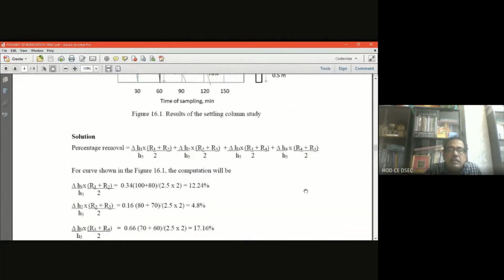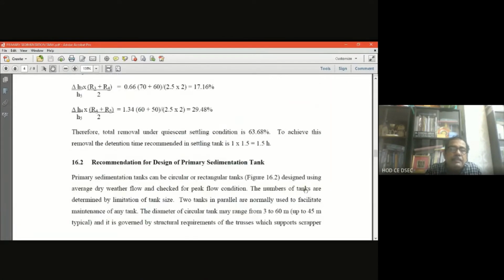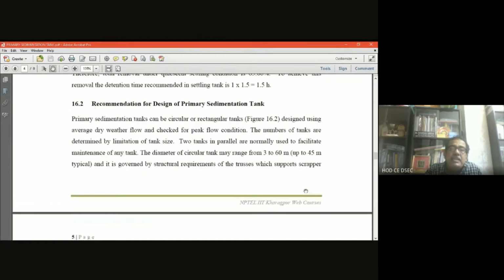So a numerical example has been explained to you in detail. Now I am entering into how to design the primary sedimentation tank.